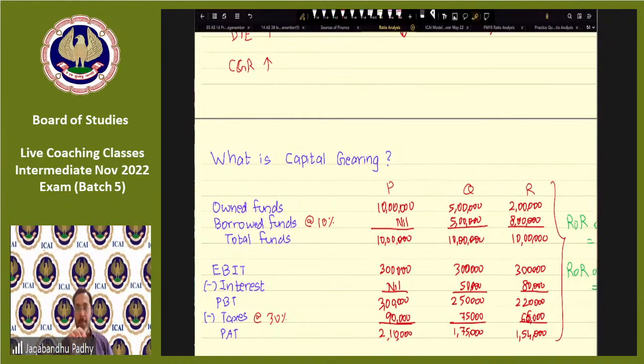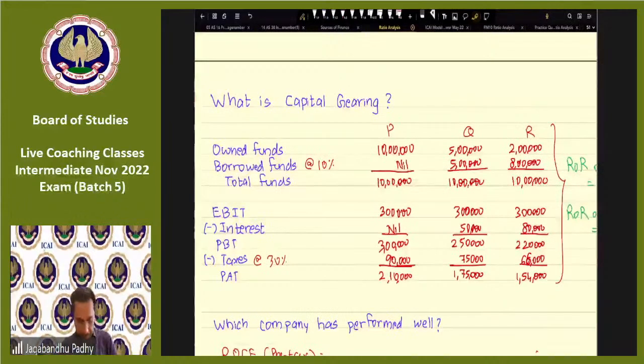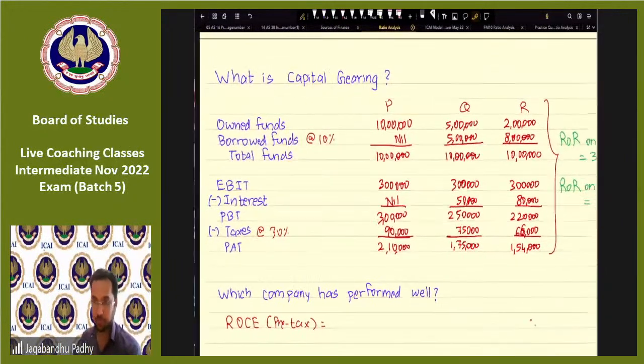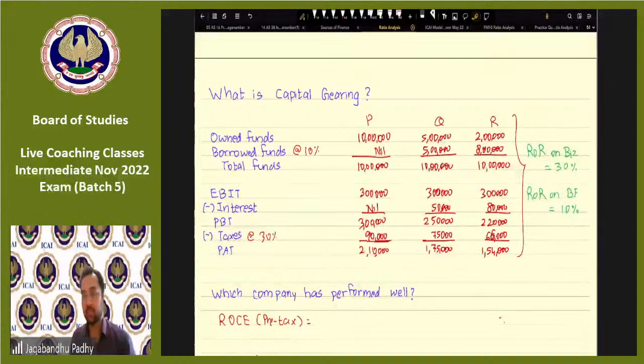Okay, in absolute terms, you can say company P is having the highest profit, which is 2,10,000. But if I want to compute, sir, what's the return on capital employed for each of these companies? Yes, she's asking where did you get the interest? Yes, this interest is on borrowed funds of 5 lakh. On that, you are paying 10%.